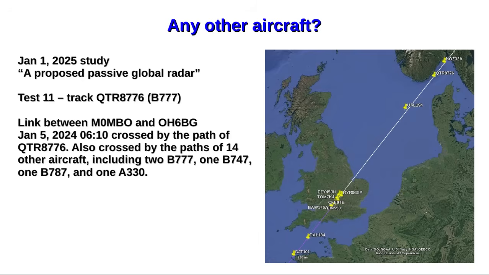Just for fun, I selected one aircraft, QTR 8776, and one link, M0MBO in England to OH6BG in Finland, and decided to check whether any other aircraft were crossing the path of the link at the same time using the methods outlined by Godfrey. I found that there were 14 other such aircraft, including 2 Boeing 777s, 1 Boeing 747, 1 Boeing 787, and 1 Airbus A330, along with a host of narrow-body aircraft such as A320s or Boeing 737s. In another case, I found that a link was being crossed by 46 aircraft at the same time. Such economy of scale in being able to track so many aircraft with a single whisper link.